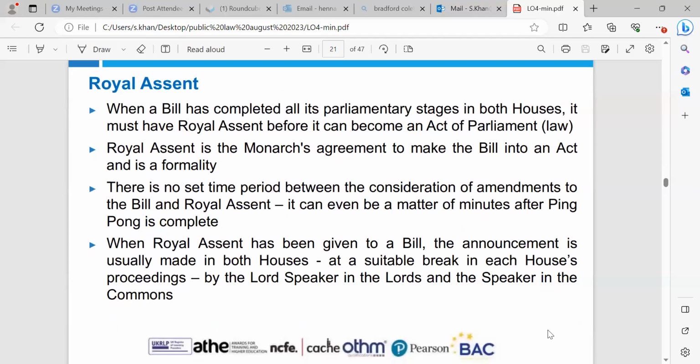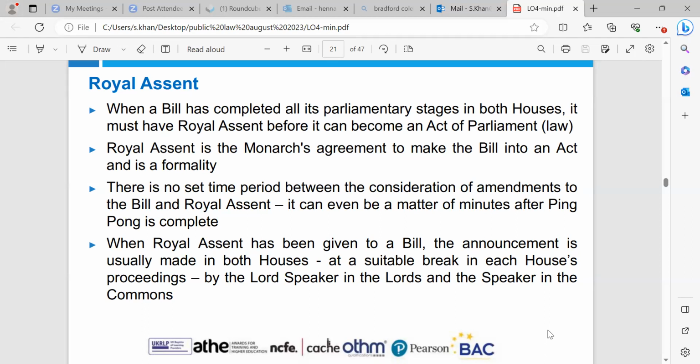Royal assent. This is the final stage. When a bill has completed all its parliamentary stages in both houses, the House of Commons and House of Lords, it must have royal assent before it can become an act of Parliament. Royal assent is the monarch's agreement to make the bill into an act and is a formality. So here the king will sign the bill. There's no set time between the consideration of amendments to the bill and royal assent. It can even be a matter of minutes after ping pong is complete.